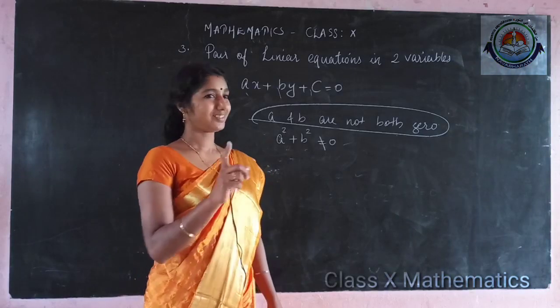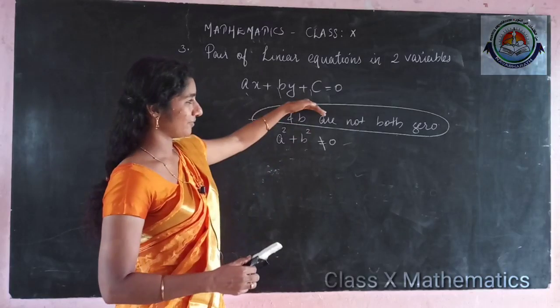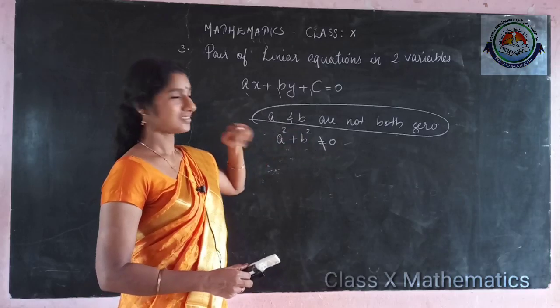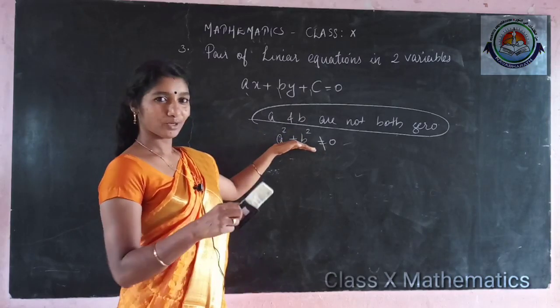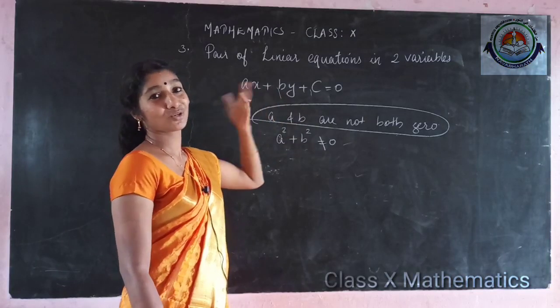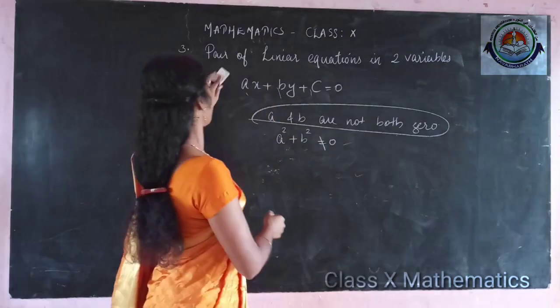Correct, no? Think about it. Nice, no? A verbal statement written as a mathematical statement. Very nicely explained: a square plus b square not equal to 0. Then only this linear equation exists, otherwise no linear equation will come. Okay then.